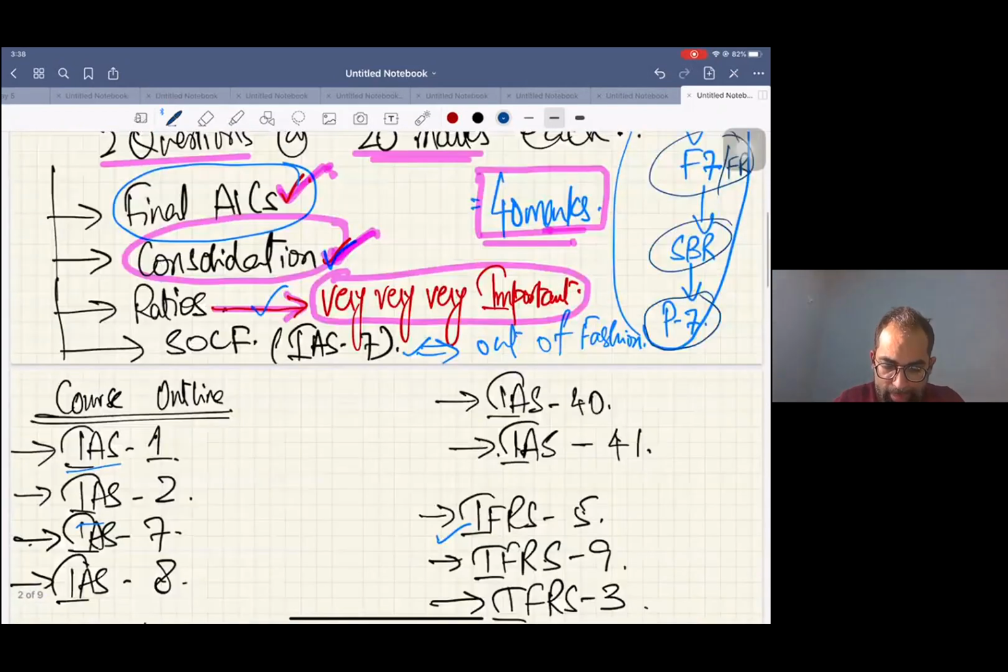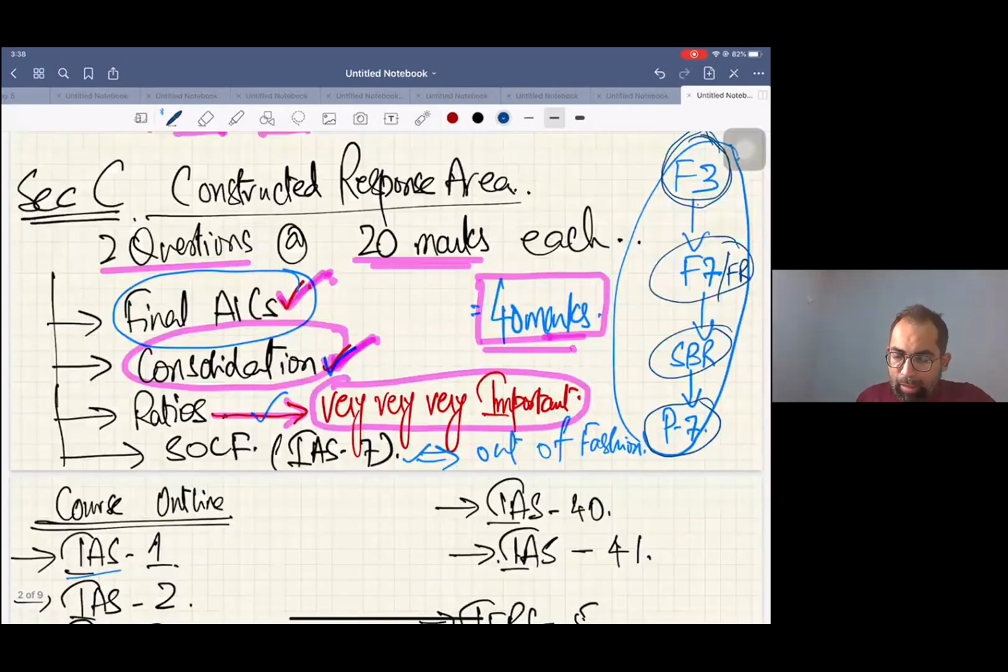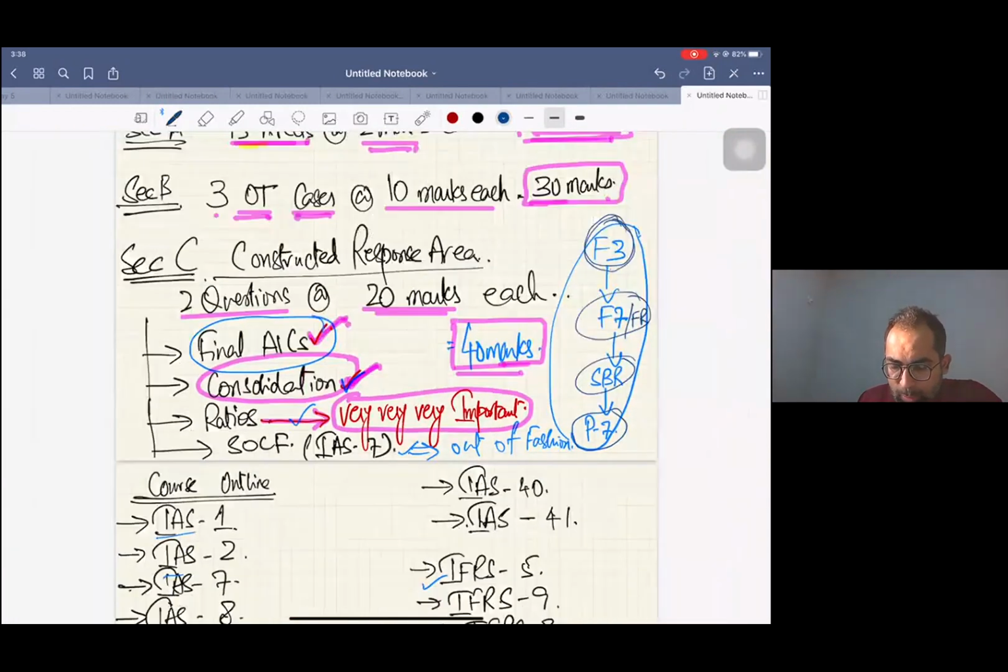So now let's come to the question again. After ratios, you may get a question of SOCF, statement of cash flow, IAS 7. I hope you remember the statement of cash flow. In the statement of cash flows, there are three activities: operating, investing, and financing activities. These are the three activities for which you have to work out.